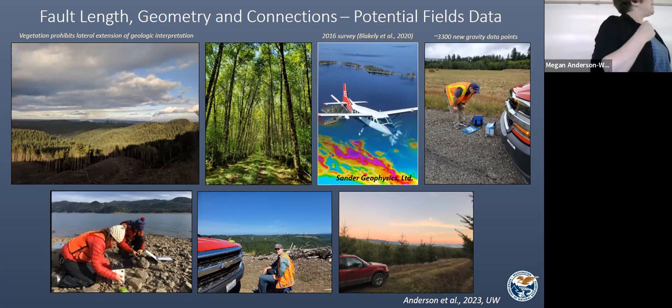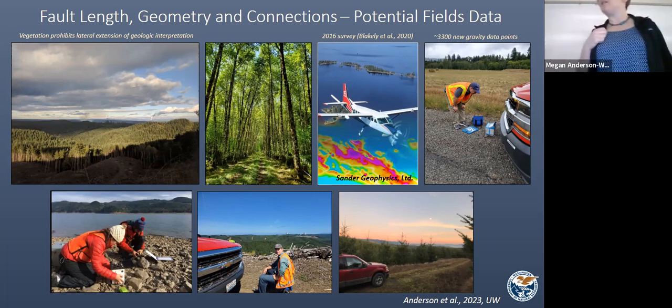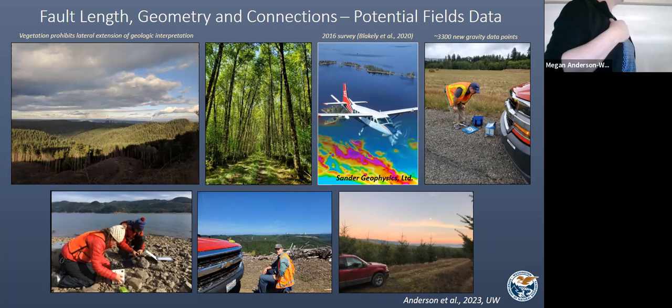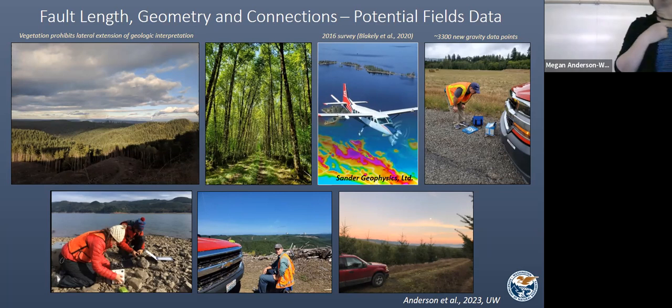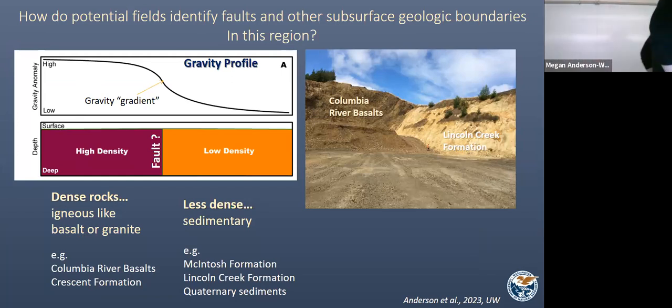And so we used aeromagnetic data from a 2016 survey flown by Rick Blakely of the USGS. He just published that on ScienceBase in 2020. And we also collected over 3,000 new gravity measurements across Southwestern Washington to make a brand new gravity map to use as well. Okay, so what does this do for us? So I'm just going to give one example slide. So if we have an area where we have high density and low density rocks, I'm using the gravity as an example here.